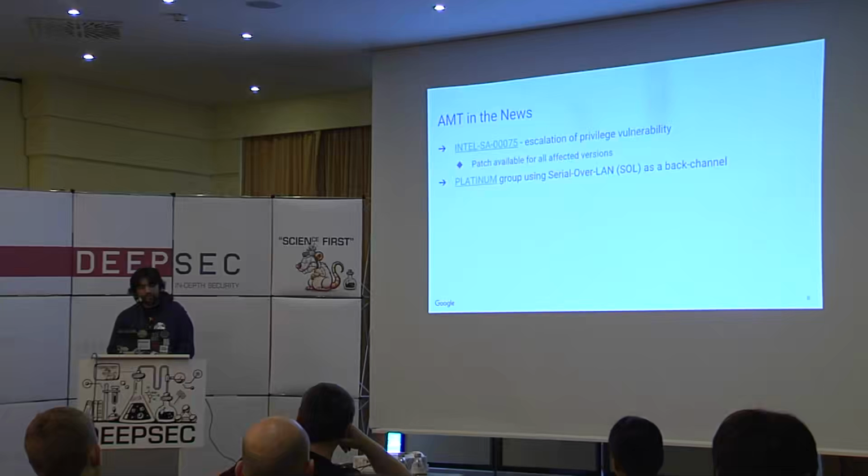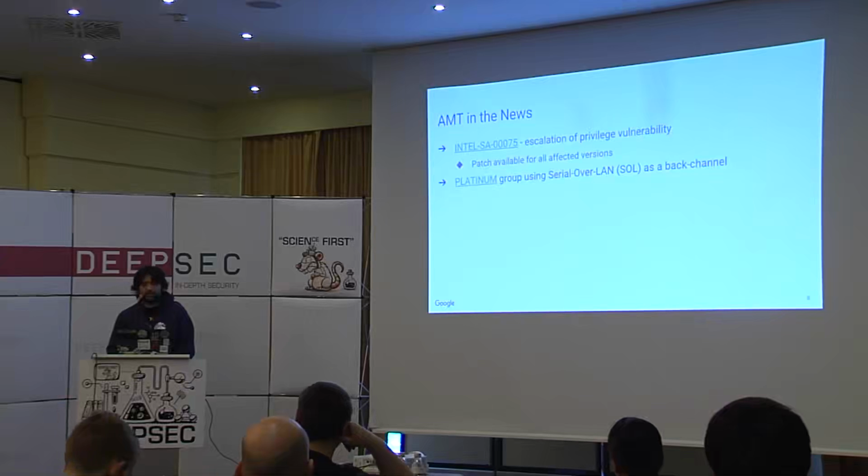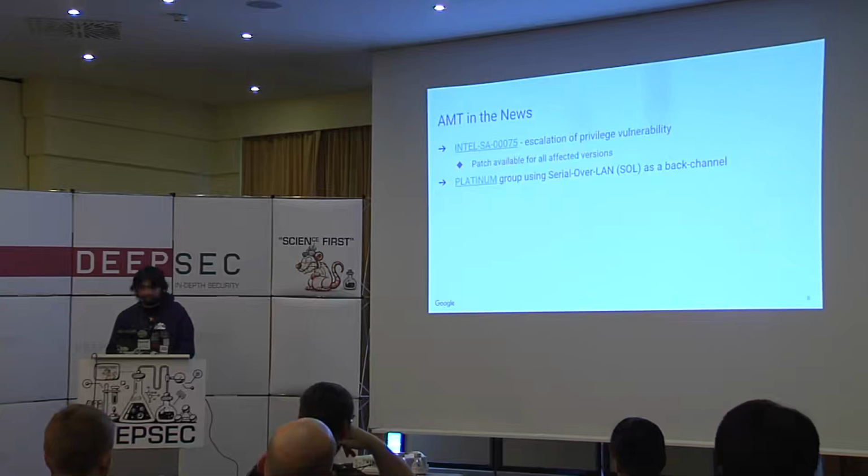Second thing that was in the news this year was Platinum Group. They were seen hiding communication from the OS by using serial over LAN. This way, you could bypass any network monitoring you had on the OS. And that's how they managed to do some exfiltration of data. It's quite a unique usage. There's probably more things to come here.